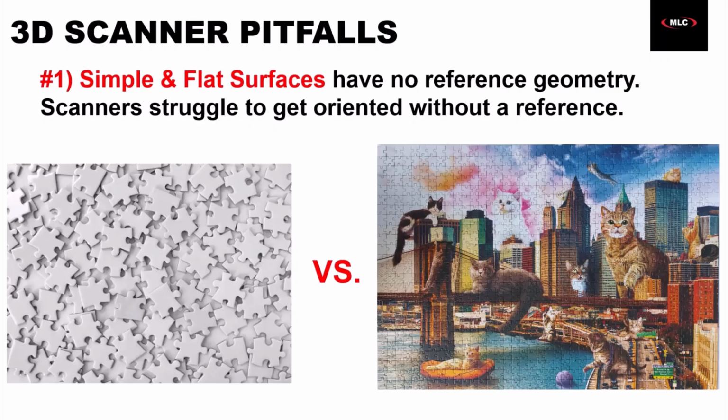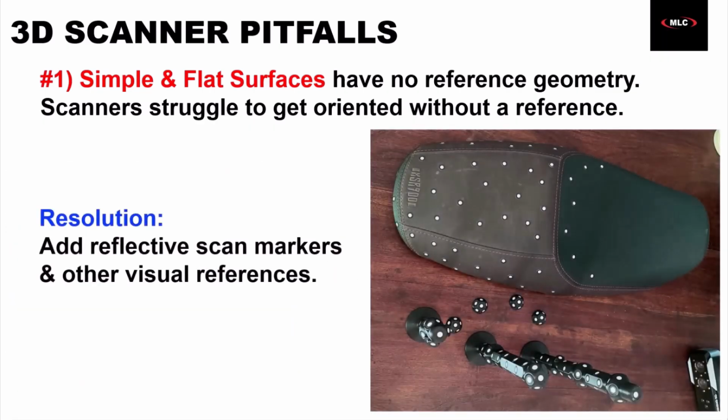So the top of the seat is a pretty good example of that. There's really nothing on the seat for the scanner to reference where it is in space, but you can remedy that by using these reflective scan markers that stick on a surface, and it helps the scanner orient itself.